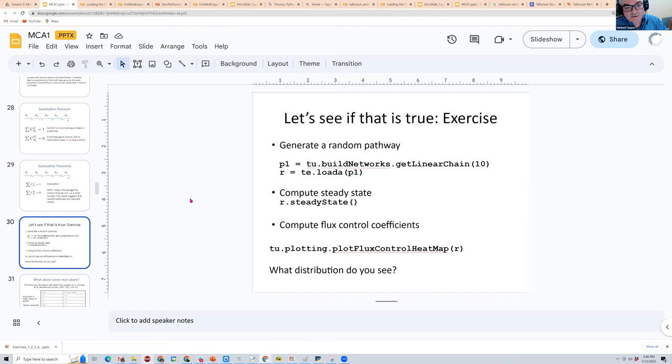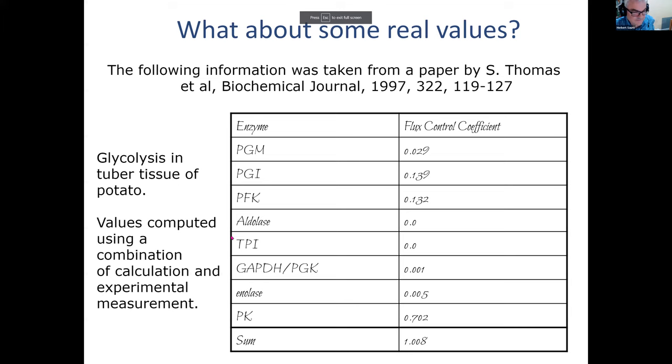You might be thinking, that's great. Has anybody done any real stuff? Has anybody actually measured these? Yes, they have. This is an old one because I happen to like it, but there's a lot been done since. So this is in potato, tuber tissue, looking at glycolysis, and they estimated the control coefficients for every step in glycolysis.